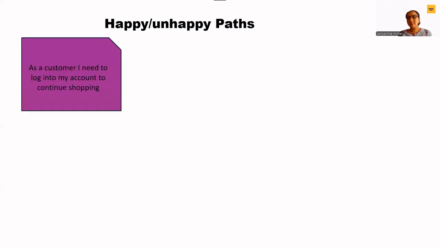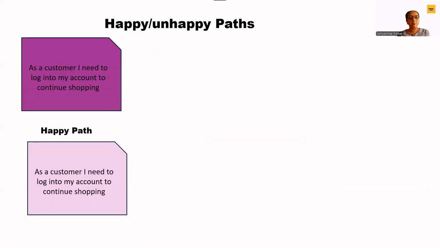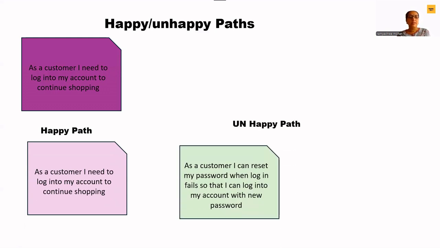Next, H stands for happy or unhappy paths. So what is a happy path? As a customer, I need to log into my account and continue shopping. Correct. What is the happy path for that? As a customer, I will log in and I'll continue shopping. What is the unhappy path? As a customer, let's say I forgot my password or I have to reset my password. In that case, I reset my password when login fails so that I can log in with my new password.